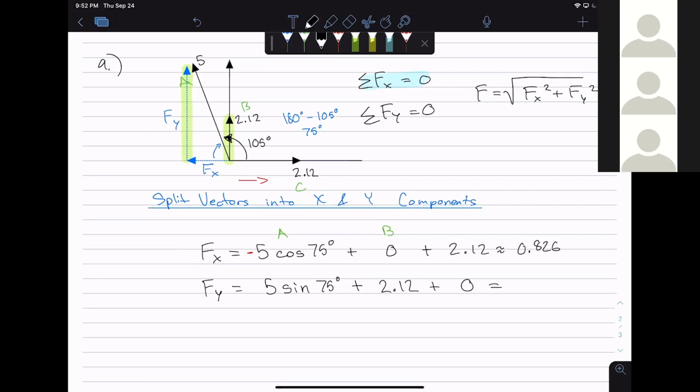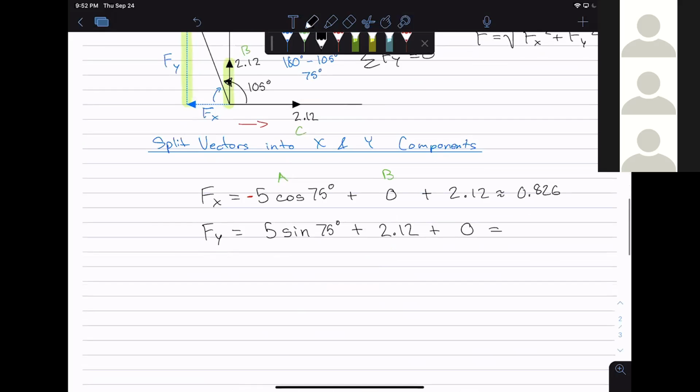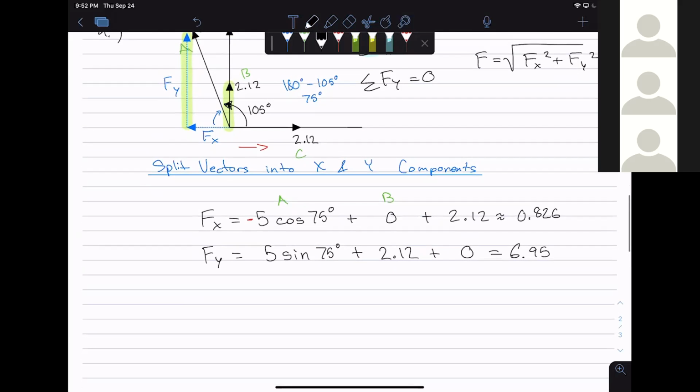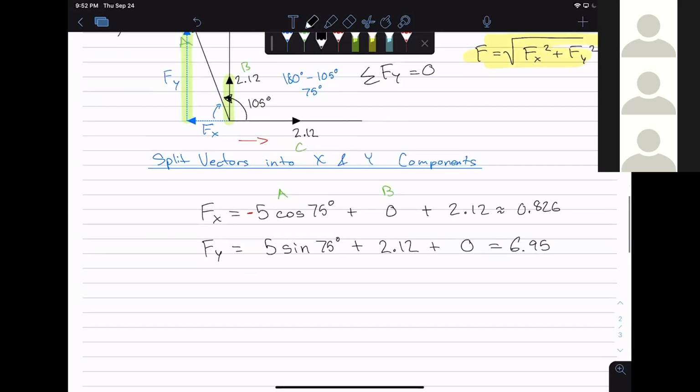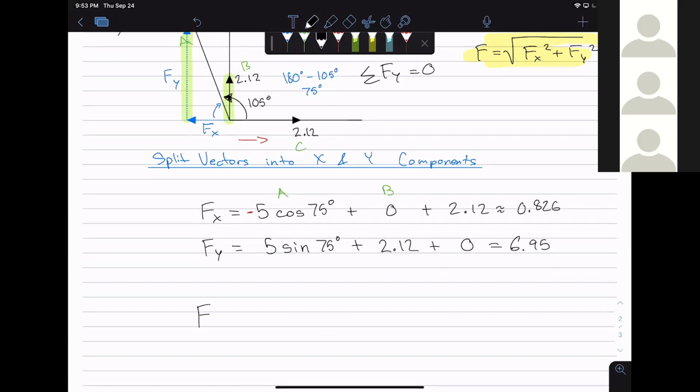And we will get something like 6.9. Nice. Okay, now we have those two. Now, if we remember our equation over here, this is going to give us the magnitude of the resultant vector. So plug everything in.